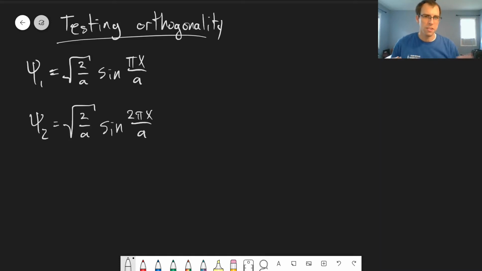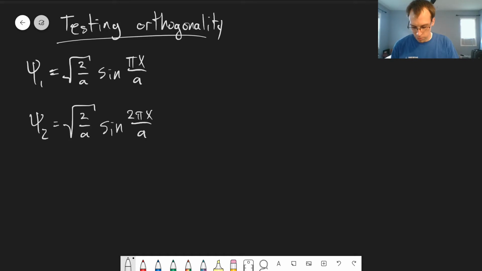So to get a better sense of what we mean by orthogonality, it helps to look at a specific example. What I've got here are the first two wave functions for the particle in a box solution. So we have psi1 and psi2: square root of 2 over a sine pi x over a, and square root of 2 over a sine 2 pi x over a.